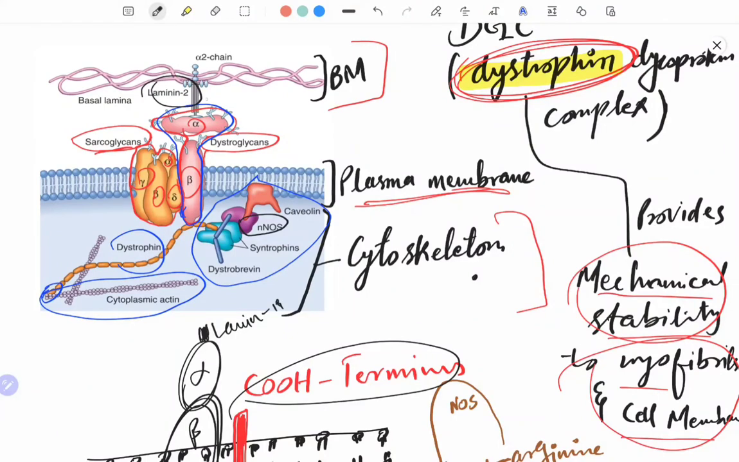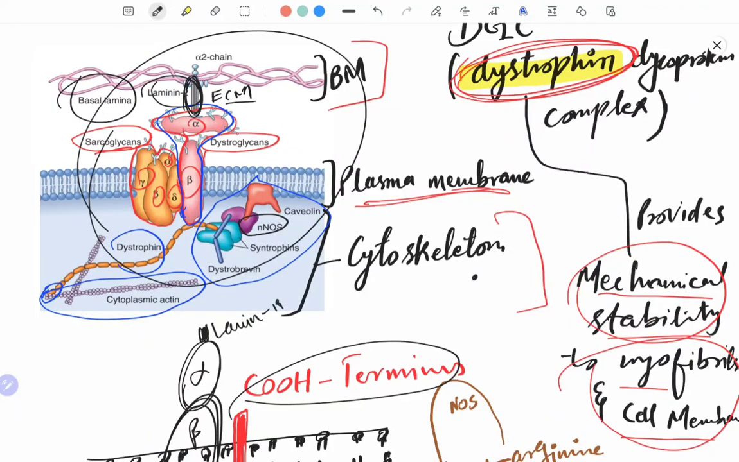This is an extracytoplasmic protein, in the extracellular matrix, and this is the basal lamina, the basement membrane. At the dystroglycan, there is a junction between the basal lamina and the transmembrane protein, and this complex gives stability to the cell membrane and retains the integrity of the extracellular matrix and the intracellular matrix.